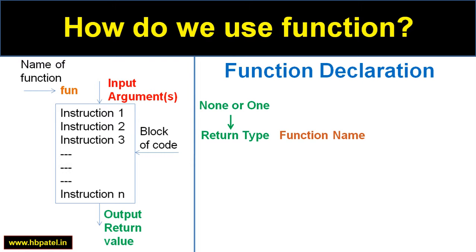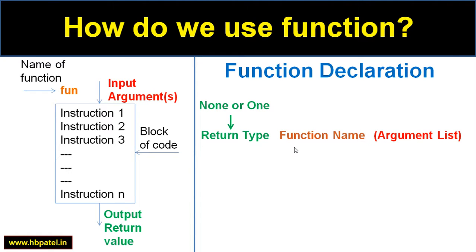So if the function does not return anything, there is a special keyword called void. So we'll be specifying void over here if it does not return anything, and if it returns something, for example, if it returns an integer, then I'll be specifying int over here. If it returns a float value, then I'll be specifying float here. If it returns a character value, then I'll be specifying char here.